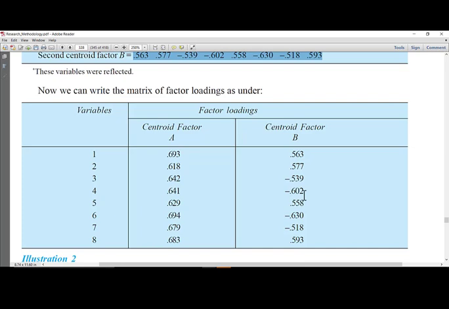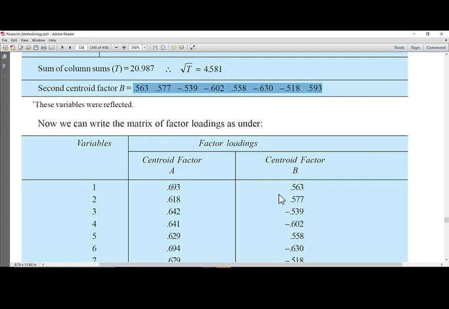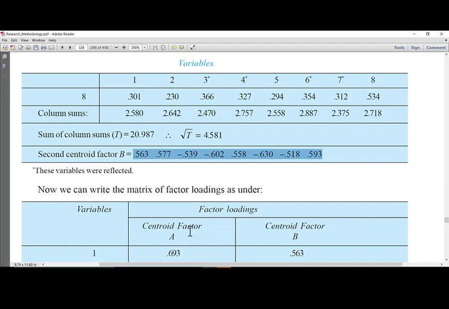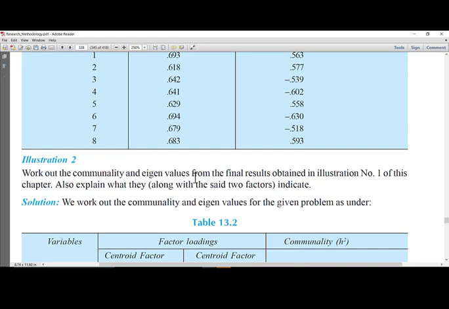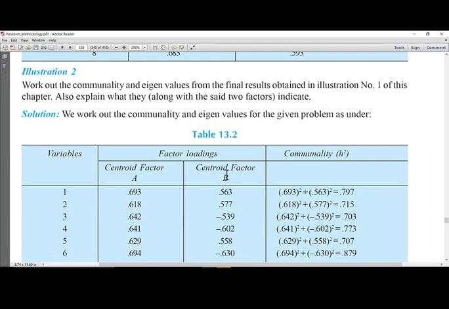So this is what was asked: finding the two factors A and B, so that the behavior of these eight variables can be explained in terms of these two factors. Now work out the communality and eigenvalues from the final results obtained in this first illustration. Also explain what they indicate. Now coming to this part, what is communality and what have we done here.